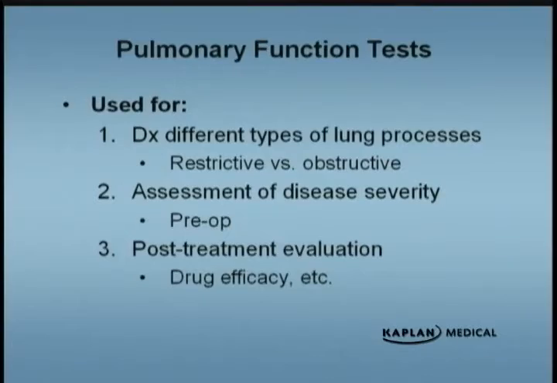And they tell us, for example, we're going to talk about this a little bit later, that certain of the parameters have to be above 50% of predicted. For example, the FEV1 or the FVC has to be above 50% of predicted to be able to do adequate lung surgery in these patients, just to give you an example.